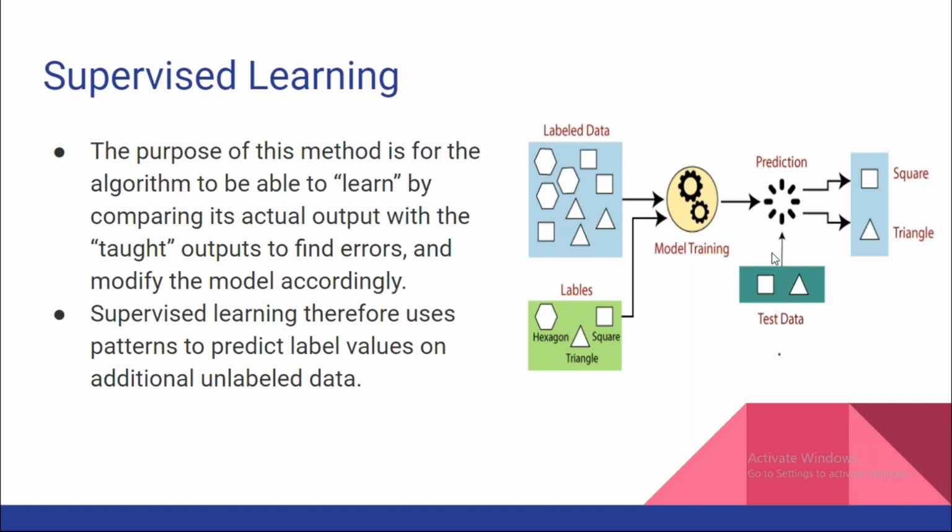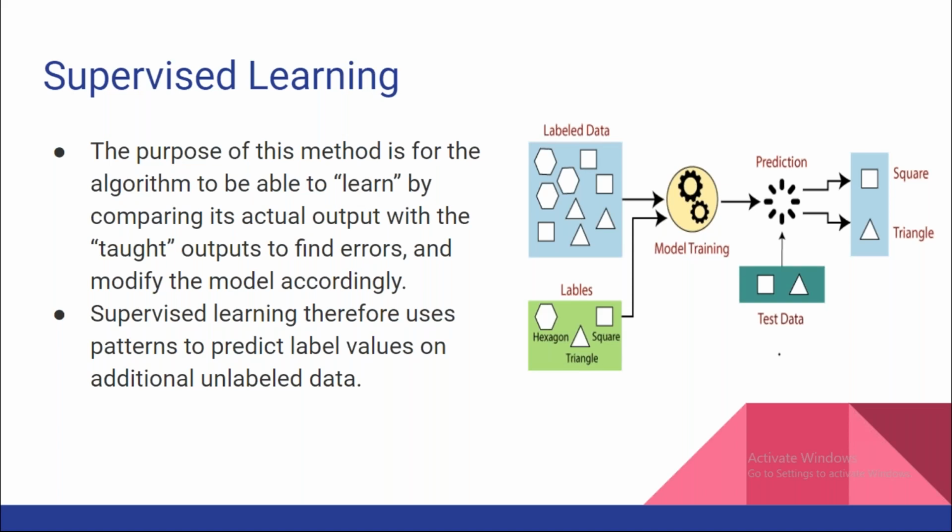I will ask it to define into two classes, and then I will get output like this. One of them will be defined in this class, which is called a square. One of them will be defined in this class, which is called a triangle. So the purpose of this method is for the algorithm to learn by comparing the actual output to the taught output, find the error, and modify the model accordingly.